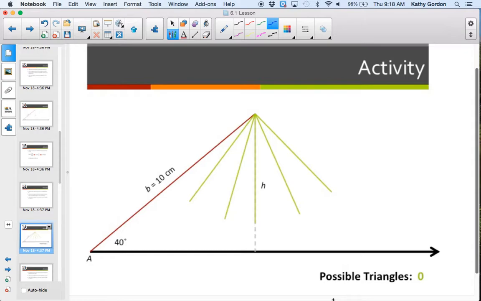The two sides and the unincluded angle they give you may not even make a triangle. And if that's the case, then there's nothing to solve. So if you were given a problem that had this situation, you would just say no triangle and move on to the next problem because there's nothing to solve. Okay? So that's one possibility. Next possibility.